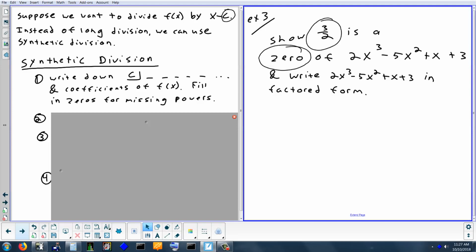If 3/2 is a 0, then what is a factor? Yep. X plus 3/2. Not quite. Close. If 3/2 is a root, think about if you had a problem like this.